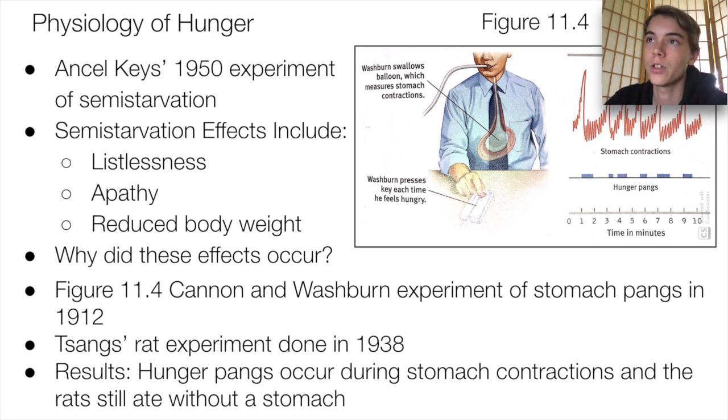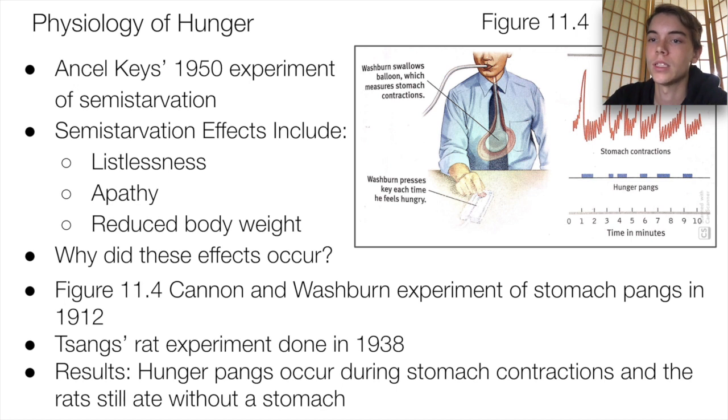So whenever he felt a hunger pang, Washburn would press a button, which would determine if there was a correlation between stomach contractions and hunger. And they found that he was in fact having stomach contractions during his hunger pangs and whenever he felt hungry.